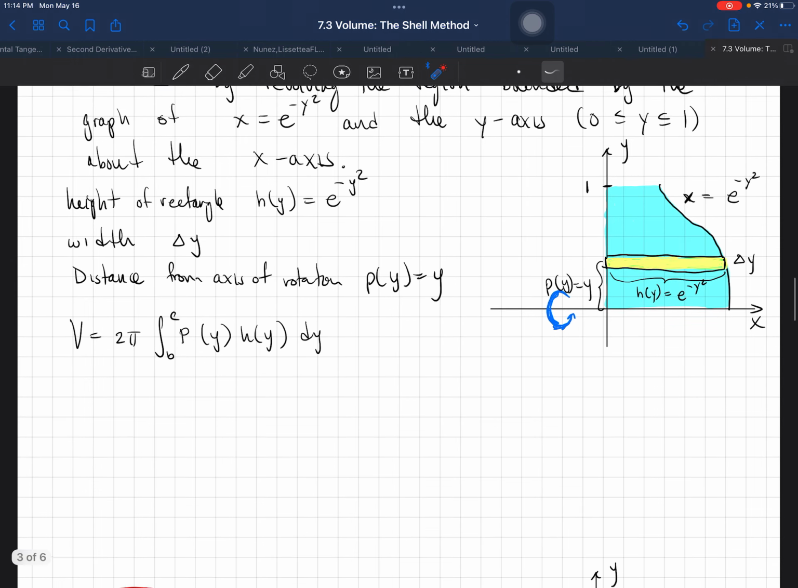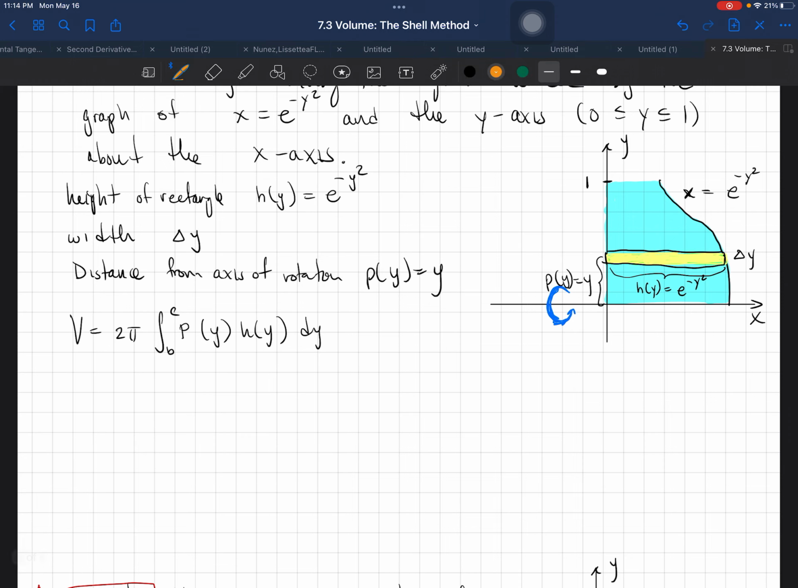So there you go. So we have everything. So let's go ahead and try it. We already wrote down the formula, and we're going to jump in and fill it up. So we have 2 pi times our p, which is y, multiplied by h of y, which is e to the negative y squared dy, and then our y is being bounded by this, right? So between 0 and 1.